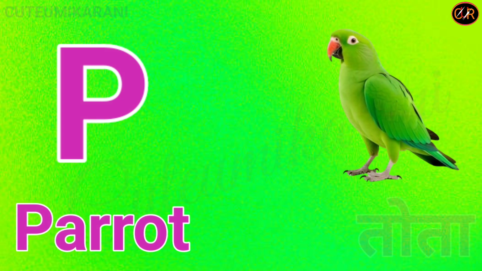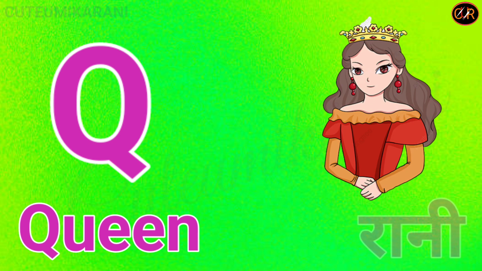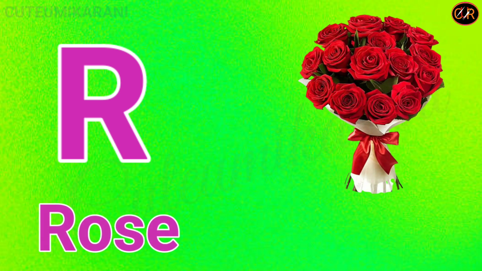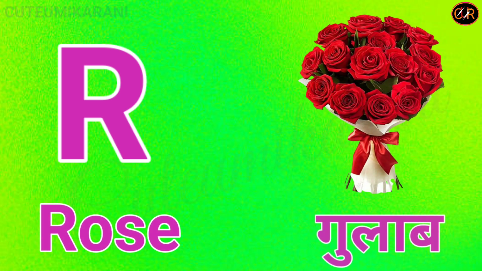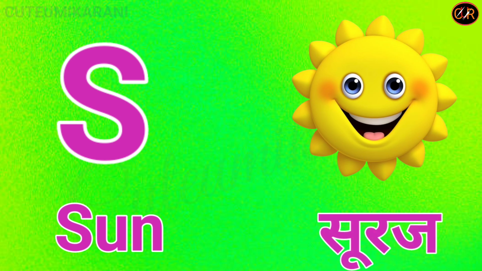P for parrot. Parrot means tota. Q for queen. Queen means R for rose. Rose means gulab. S for sun. Sun means suraj.